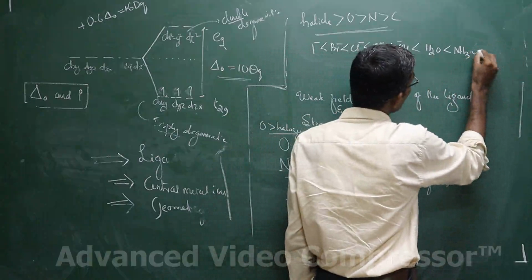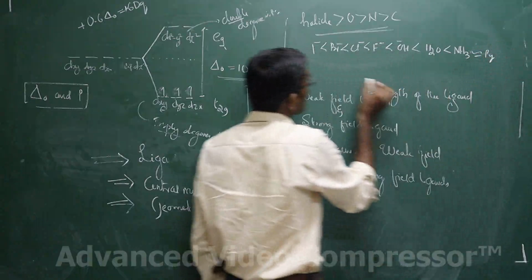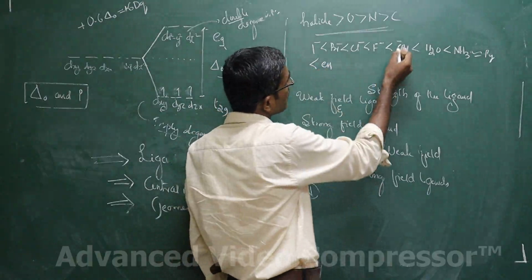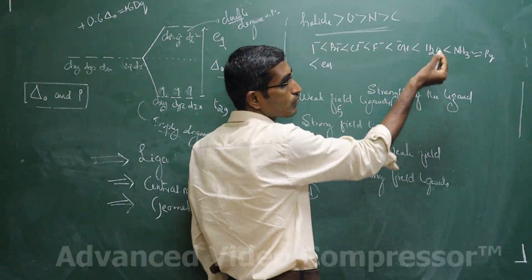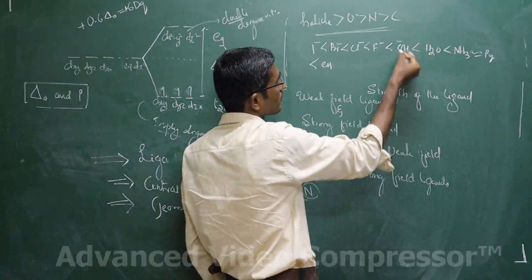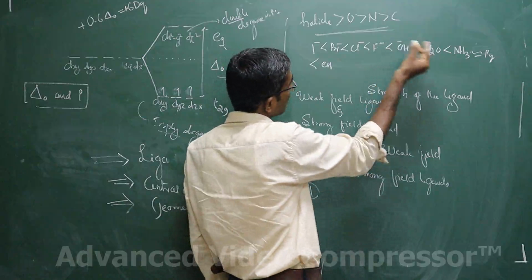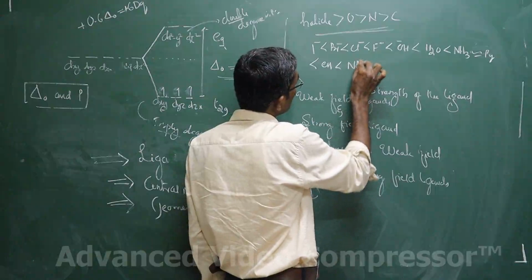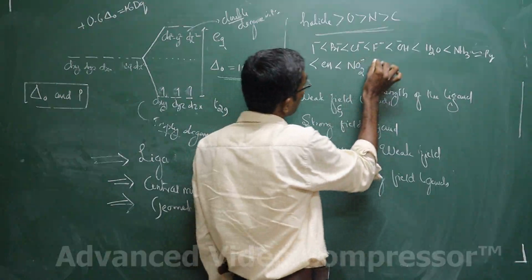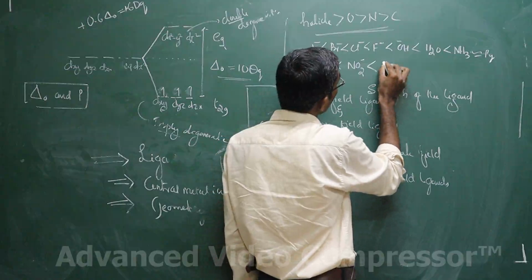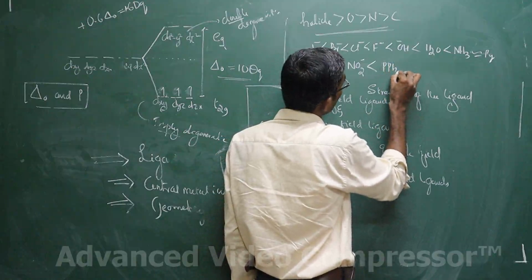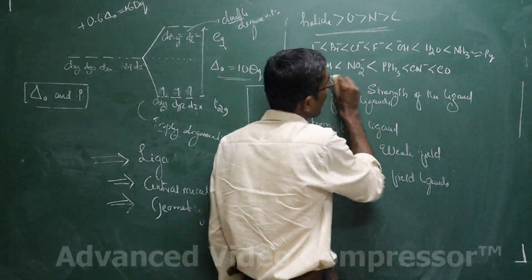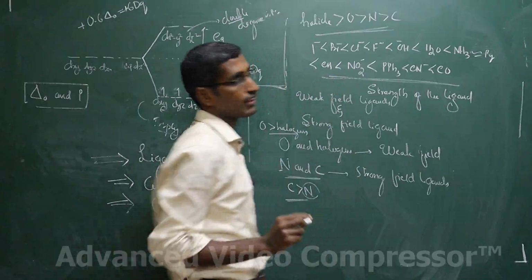Ammonia, which is equal to pyridine, you can put it here. Then you can have ethylene diamine. In between here you have CH3COO minus, oxalate ions and all. After that water comes, right? CH3COO minus, oxalate and all come here. Then NO2 minus, triphenyl phosphine you can put here, cyanide can be placed here, CO can be placed here, and so on and so forth. I am putting the general ligands, students.